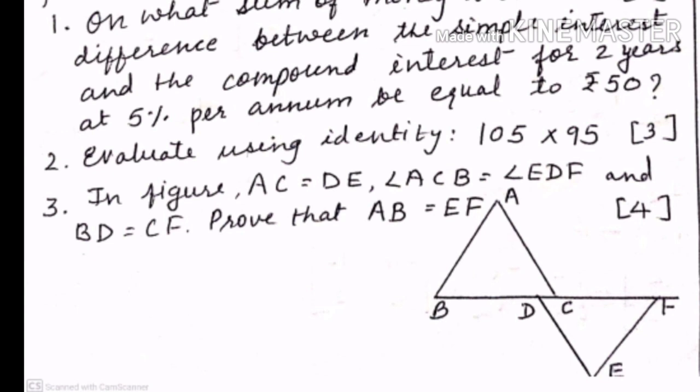Now number 3. Question number 3 is: in the figure, AC is equal to DE and angle ACB is equal to angle EDF. It is already given, and BD is equal to CF. So all this is your given part. Then you have to write your to prove part, that is AB is equal to EF, and then you write the proof accordingly. First you have to think from the figure in which two triangles you need to show congruency, and by which condition you will get the two triangles congruent, and then you start writing your proof, and at the end you can show similarity after showing the congruency. This way you write your proof.